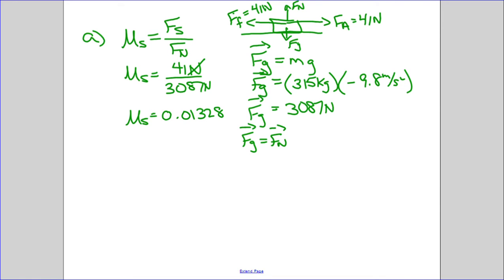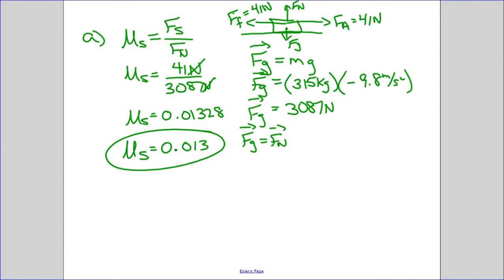Notice here that the newtons units canceled out top and bottom. The coefficient of friction is unitless. It's just a magnitude of the ratio between the static friction and the normal force. If I take a look at significant digits here, we're going to have 2 with the 41, so 0.013.